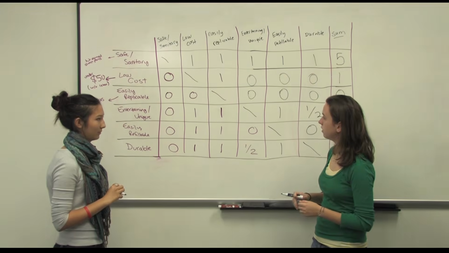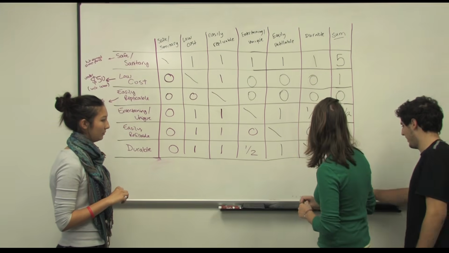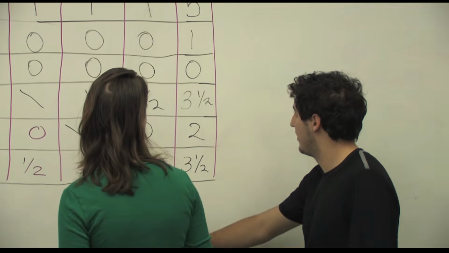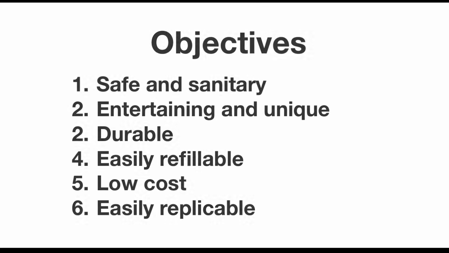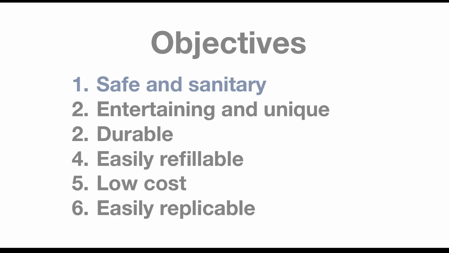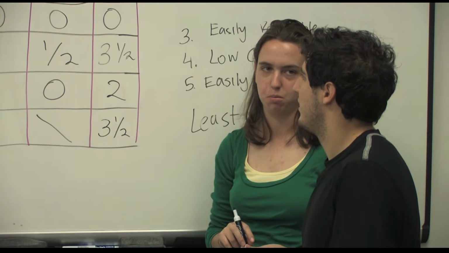So now I think we have scores. Right. So then ranking them in terms of most important. It looks like the first one that we had was safe and sanitary. So it seems like safe and sanitary was the big winner. I wonder why. When we were making it, we didn't even really have to discuss it because we knew it was going to win, because it's the most important.